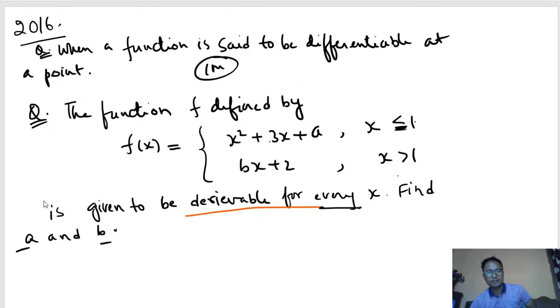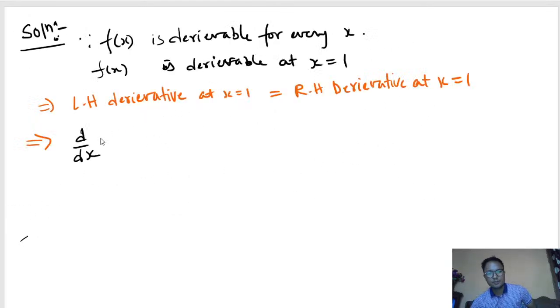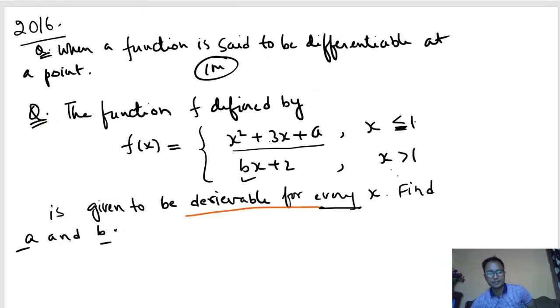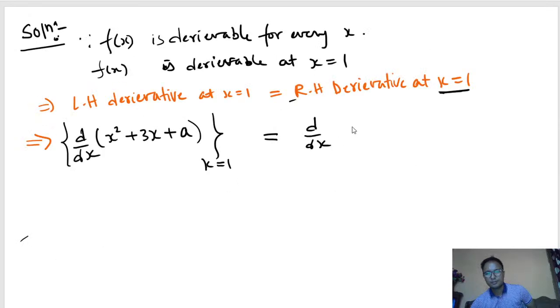d by dx, the derivative of 3x plus 1. What value of x do we put? We put 1. The right hand derivative is d by dx of the function for x greater than 1, so we take the last function, bx plus 2, and put x equal to 1.